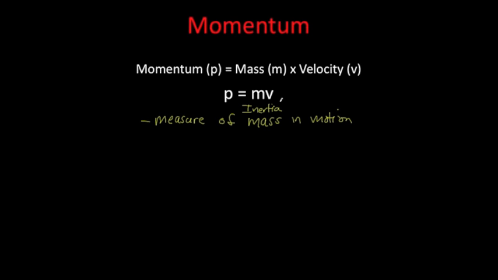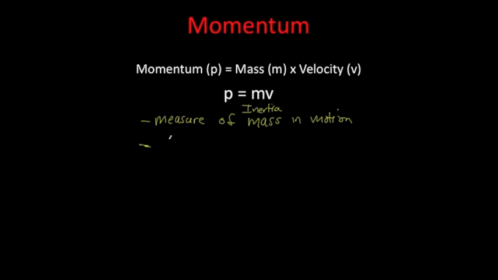But mass is part of the momentum equation. If you doubled the mass in this equation, you would double the momentum, because mass times velocity equals momentum. So if you double the size of the mass, it doubles the overall momentum of the system.